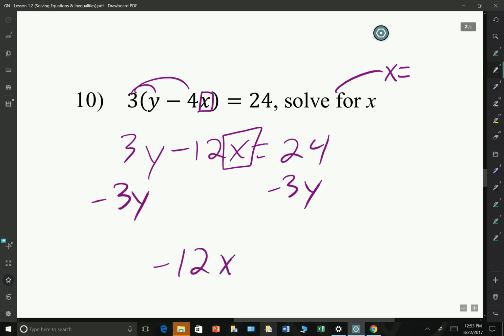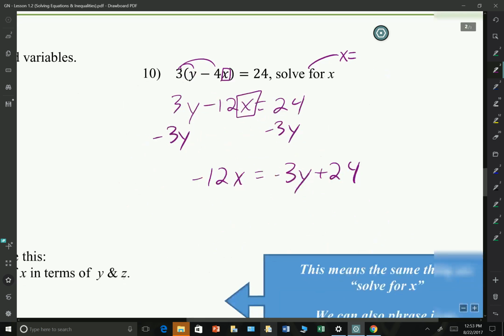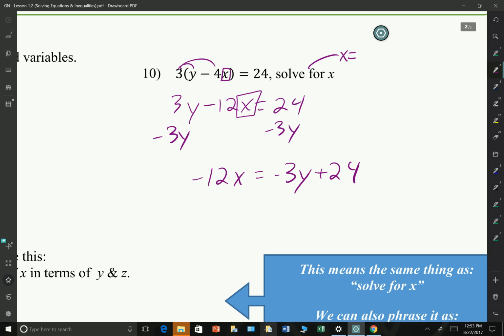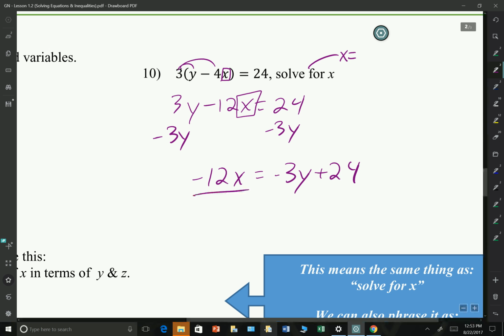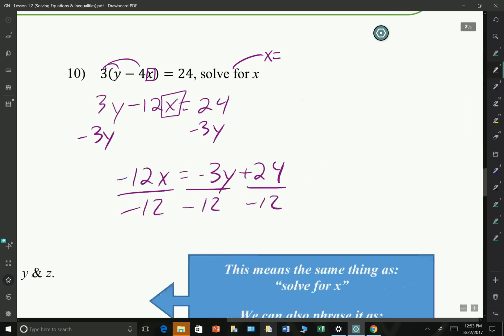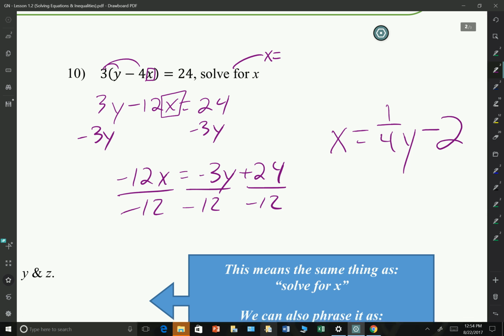So negative 12x equals negative 3y plus 24. If it's directly attached to it, that means that's your last step, because that's the last thing you have to remove. So now I do what with that negative 12? Divide it. And when I divide, I simplify. Negative 3 over negative 12 is 1/4, sorry, 1/4 y. Did that last class too. 24 divided by negative 12, negative 2. So 1/4 y minus 2.